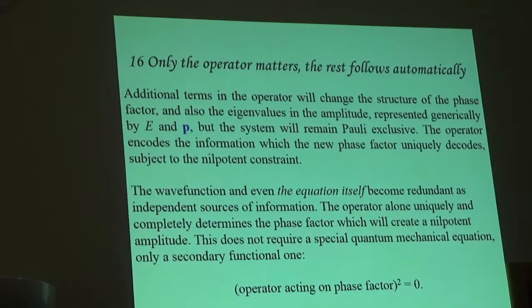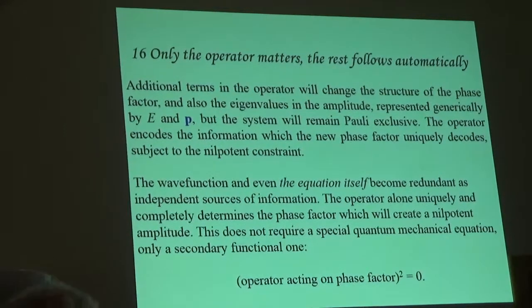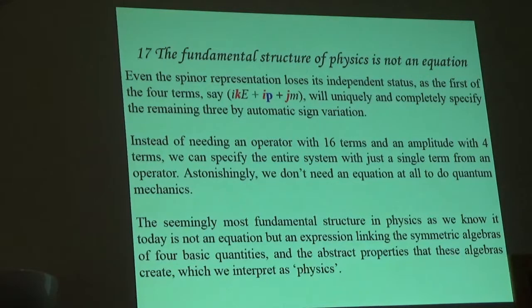You need the Dirac operator. Additional terms in the operator obviously change the structure of the phase factor, but you still get something where you've got a slot for the energy term, a slot for the momentum, a slot for the mass, squaring to zero. And the system is always Pauli exclusive. So the wave function and even the equation itself become redundant. The operator alone determines everything. So the operator is a kind of coded message to the rest of the universe of what this particle is doing. It sort of hunts around for the phase factor which will decode it. And there's only one which will. And when it's found that, it applies itself to it and it gets a nilpotent amplitude. But there's only one phase factor which will give you that amplitude. So the operator determines everything.